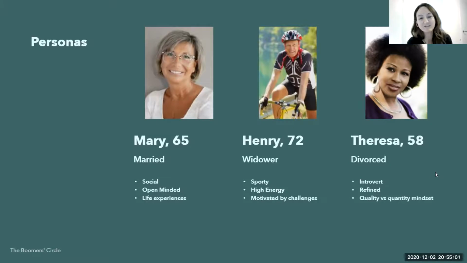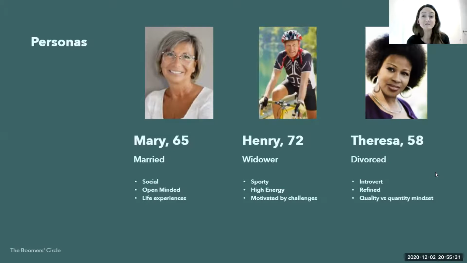Then we have Harry, he's 72, he's a widower, very sporty, high energy, motivated by challenges. He's in good health and he likes to go on bike trails. Sometimes he does it alone, but he'd rather have a buddy with him, someone around his age, so there are no differences in the physical aspect of it, like younger people would be a little more active and have a different rhythm than he does.